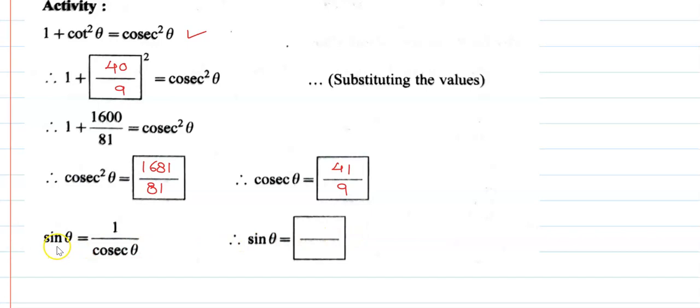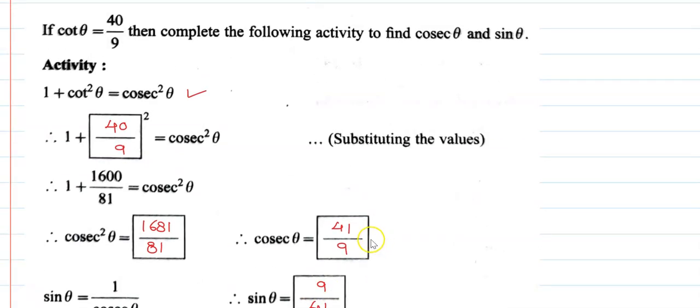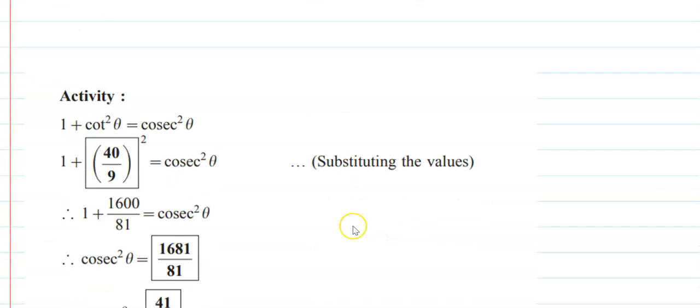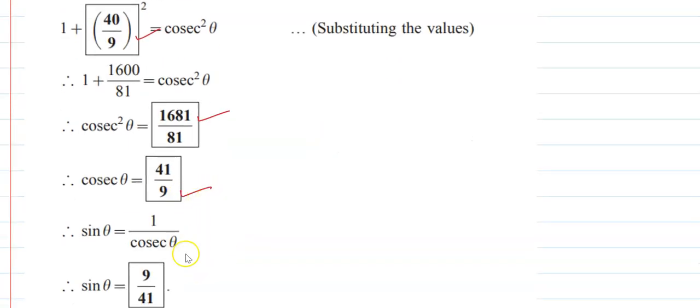But what about the sin theta? Sin theta is equal to 1 upon cosec theta. And therefore, याचा reciprocal लिहिणार. That is nothing but 9 upon 41. And in this way, I have completed finding the cosec theta and the sin theta by using this activity. या ऍक्टिव्हिटीच्या सहाय्याने आपण cosec theta आणि sin theta चे व्हॅल्यूज फाइंड आउट केले आहेत. ओके, now see this here again, first, second, and this is the third one, and this is the last one.